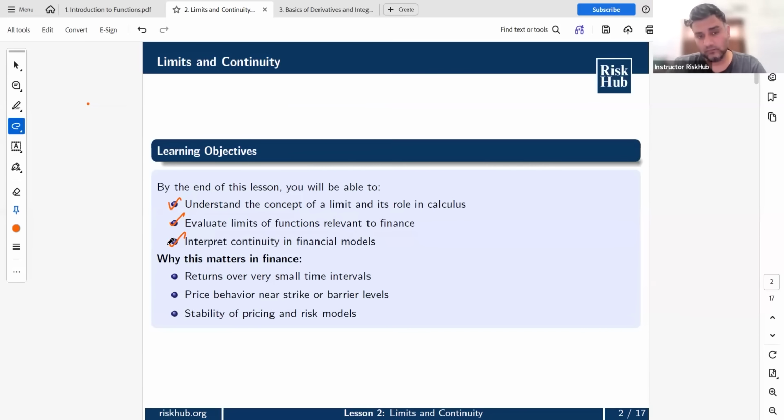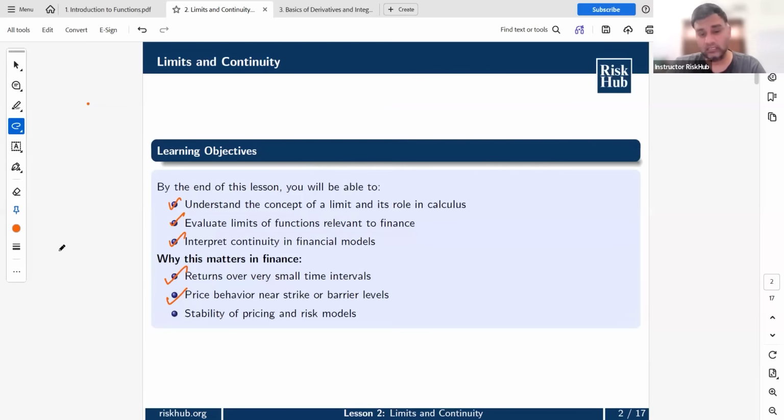Now, we also need to understand price behavior near your strike or barrier level. Option prices behave very differently near the strike price. For example, if the stock price is very close to the strike price, your S and X are very close, option value becomes extremely sensitive. That's why we have Greeks. Limits help us to understand this behavior.